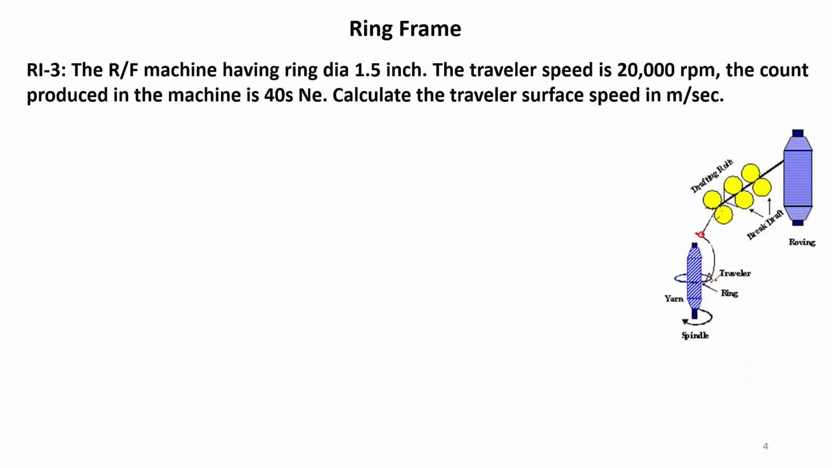Next one. The ring frame machine has ring diameter 1.5 inch. The traveler speed is 20,000 rpm. The count produced in the machine is 40 English count. What will be the traveler surface speed in the machine? Traveler surface speed is basically traveler revolving around the ring. So, it moves around the ring.